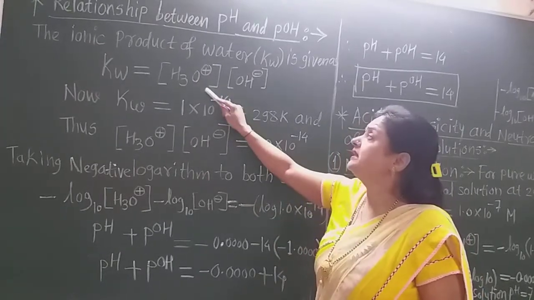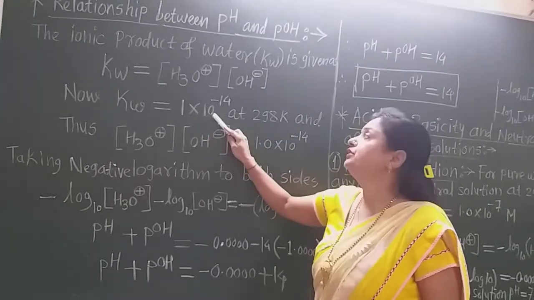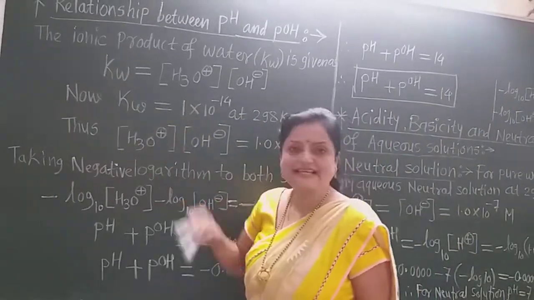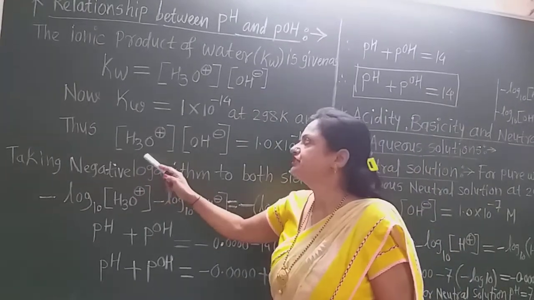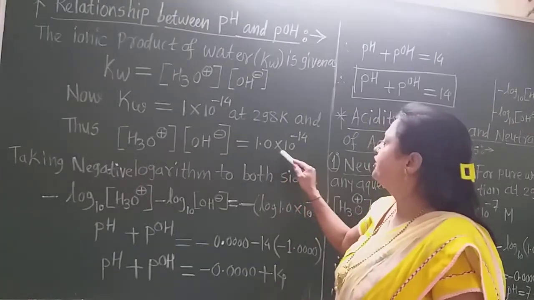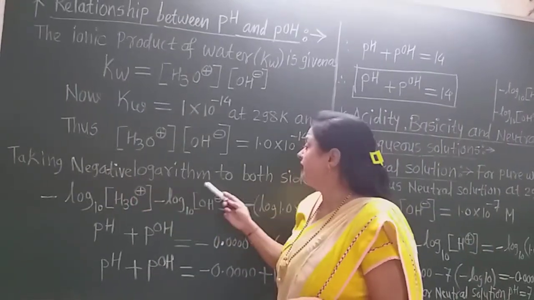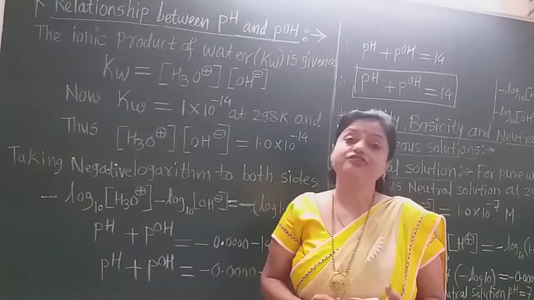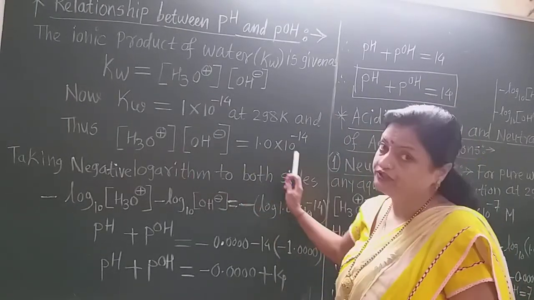Now, this H3O plus ion concentration into OH minus ion concentration is equal to Kw, which is 1 into 10 raised to minus 14. From these two equations, the left hand sides are equal, therefore the right hand sides are also equal, and therefore H3O plus ion concentration into OH minus ion concentration is equal to 1.0 into 10 raised to minus 14. Now taking the negative logarithm to both sides, we have to prove pH plus pOH is equal to 14. For that, take the negative logarithm to both sides of this equation.